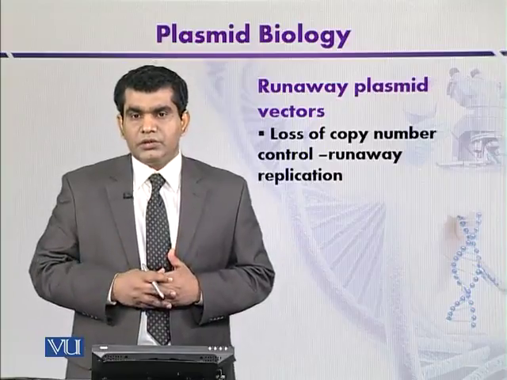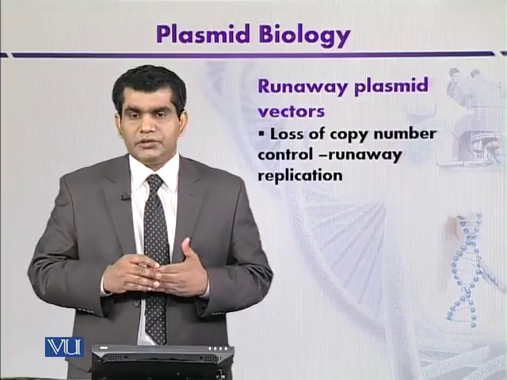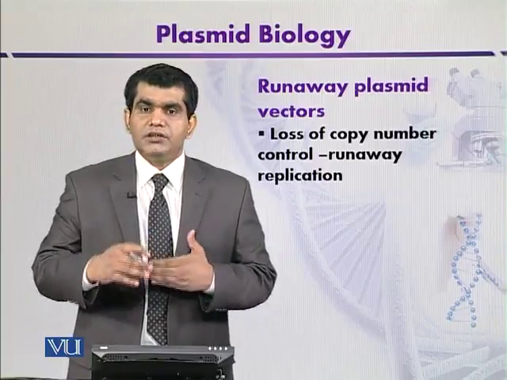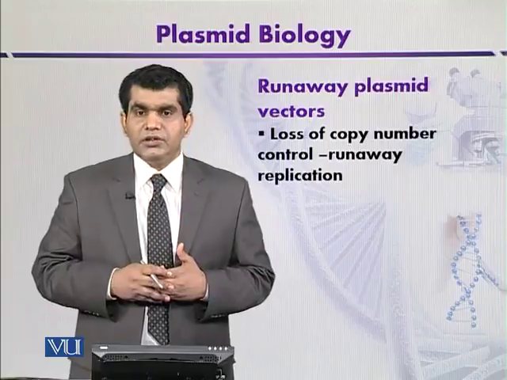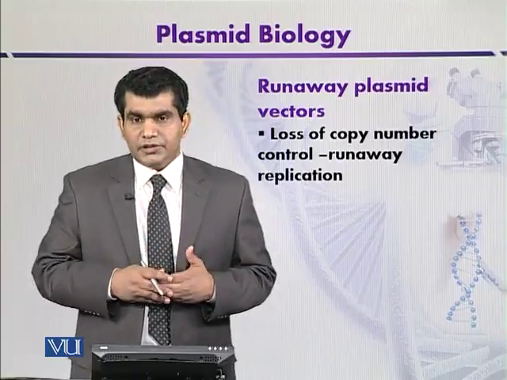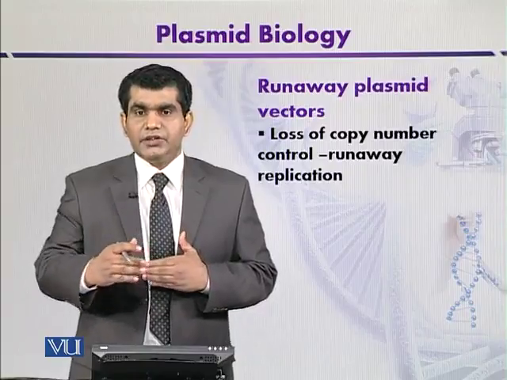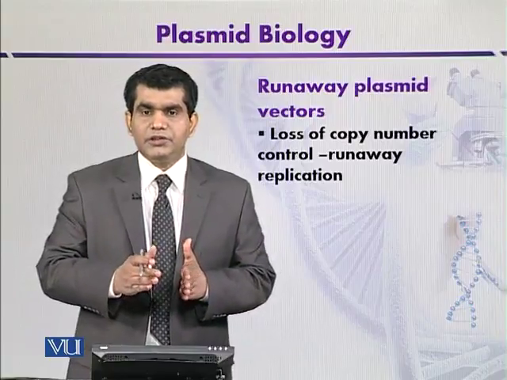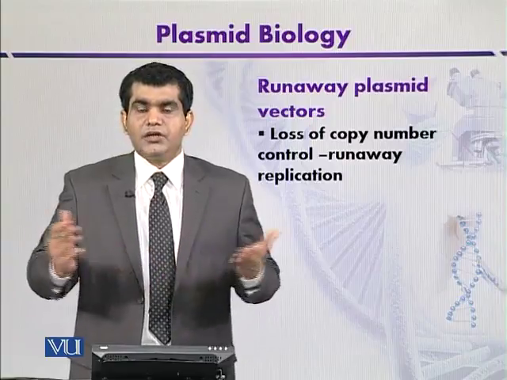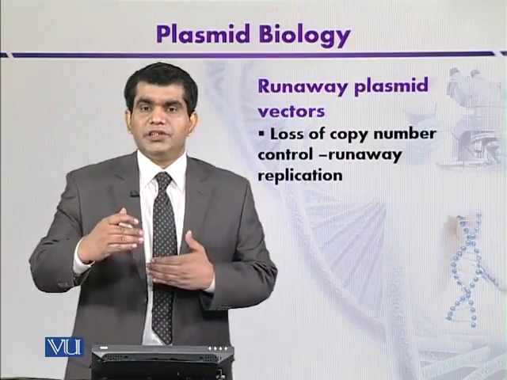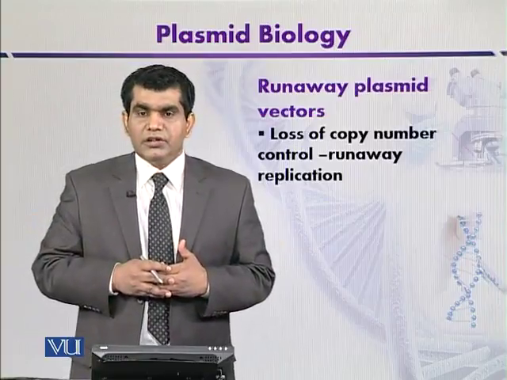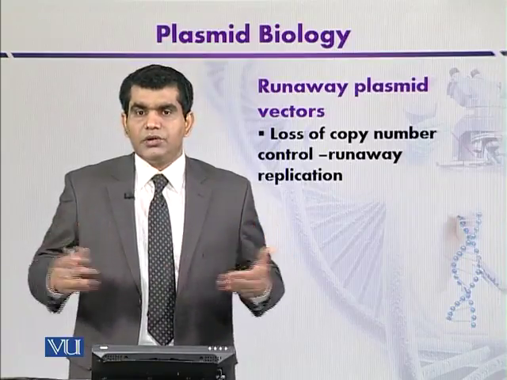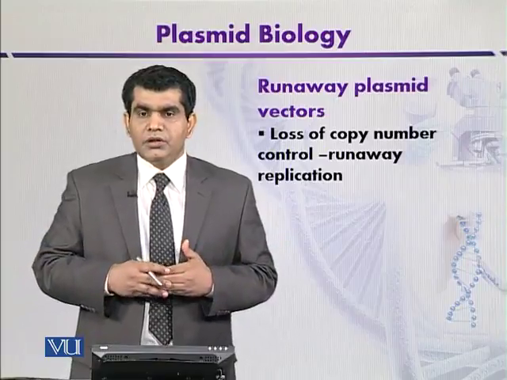And later on, if expression keeps on increasing as a result of the loss of control of the copy number resulting from high temperature, then cell death may occur. So this is one strategy by which you can control the copy number by changing a physical factor: at low temperature, around 30 degrees Celsius, a moderate copy number will be maintained, and if the temperature is increased, suppose to 35 degrees Celsius, then the plasmid replication control is lost, and it is called a runaway plasmid.